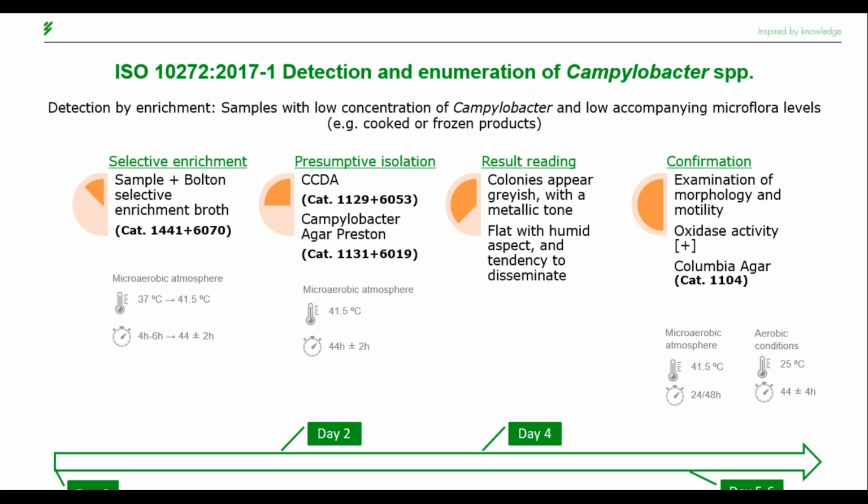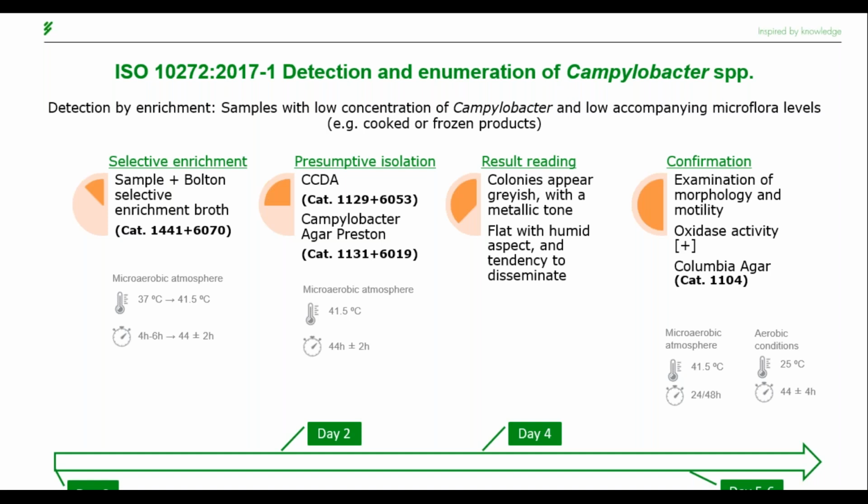The incubation conditions are at 41.5 degrees Celsius in a microaerobic atmosphere and examined after 44 hours to detect the presence of suspect Campylobacter colonies. In result reading, typical colonies are grayish on CCDA agar, often with a metallic sheen, and are flat and moist, with a tendency to spread. Colonies tend to spread less on drier agar surfaces. Other forms of colonies may occur.